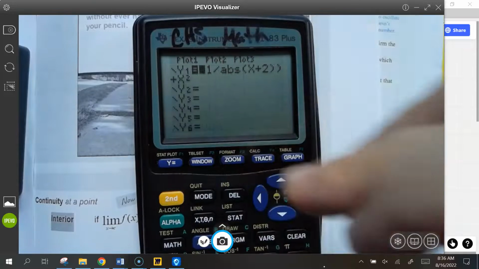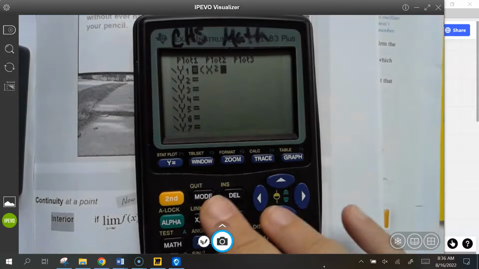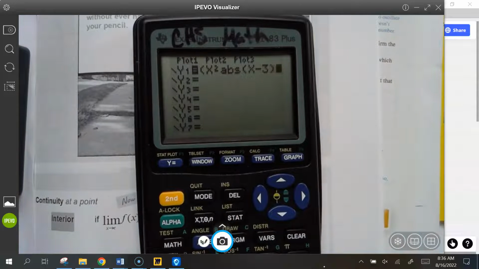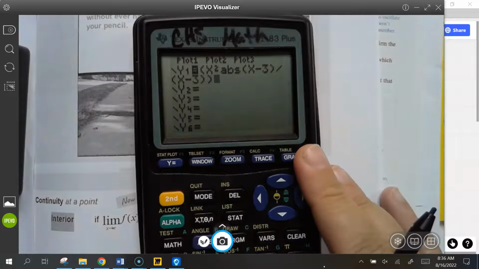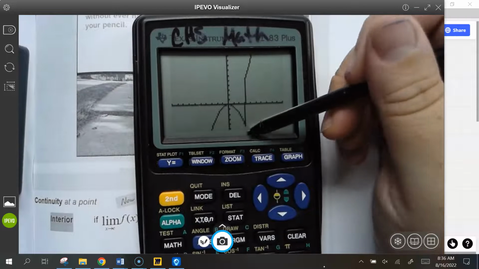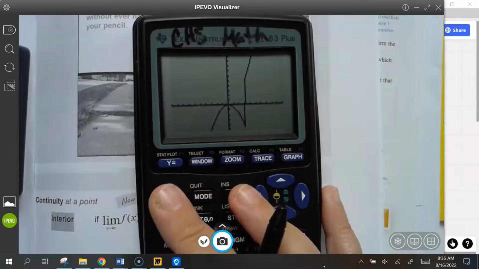And then part C, same thing, x squared, absolute value, x minus 3, divided by. I'm coming into 3 from the left. This one I can almost see. I think it's going to be negative infinity. But I'll check my table just in case.